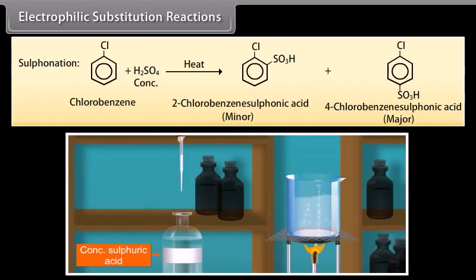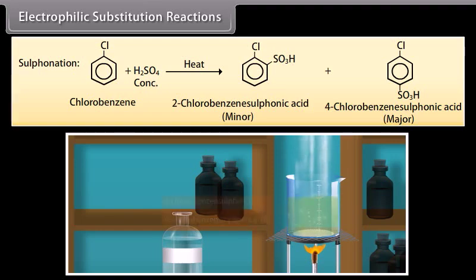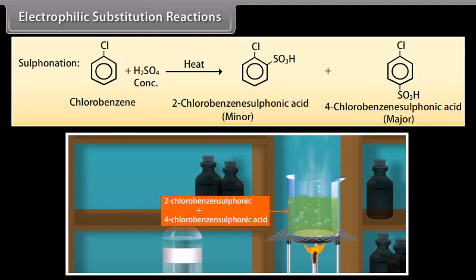Sulfonation. When chlorobenzene solution is mixed with concentrated sulfuric acid, it reacts to give 2-chlorobenzene sulfonic acid, which is a minor product, and 4-chlorobenzene sulfonic acid, which is a major product.